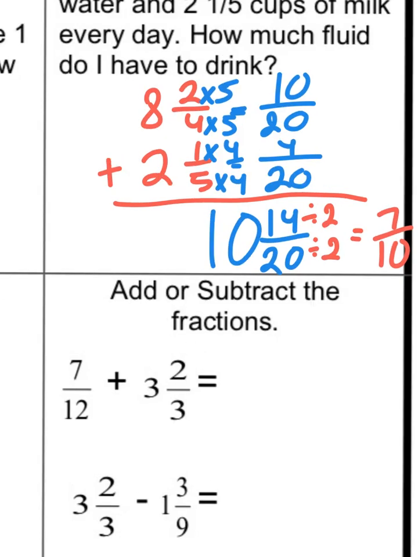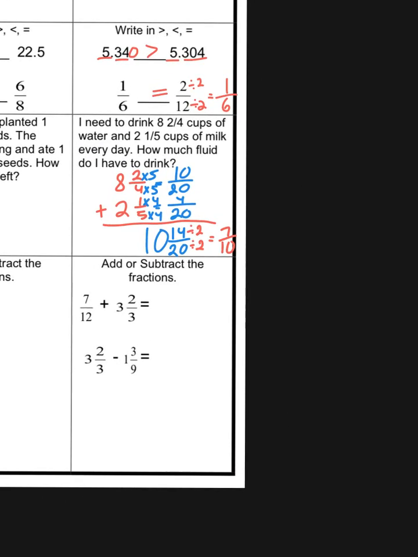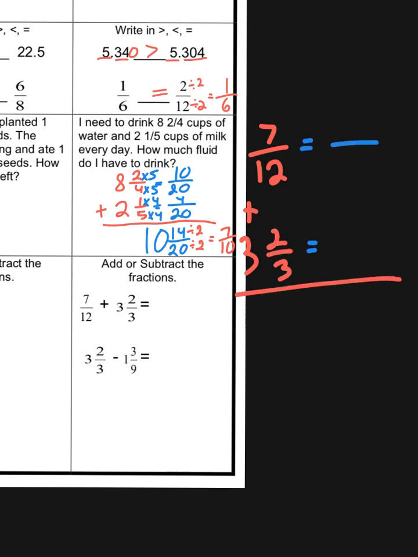For the next one, it says add or subtract the fractions. So let's go ahead and zoom out, and let's go and do it over here. Here is 7 twelfths plus the 3 wholes and 2/3. So let's go and create our equivalent fractions. We have 12 in common, so the numerator can just stay the same. For the bottom one, it would be times 4. Times 4, that will make it 8.